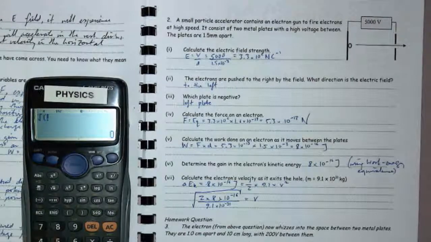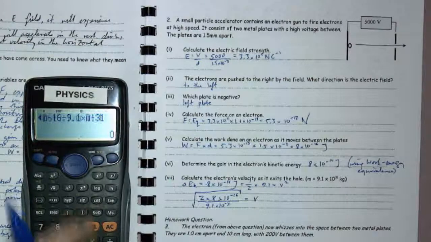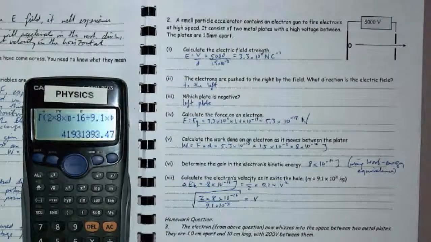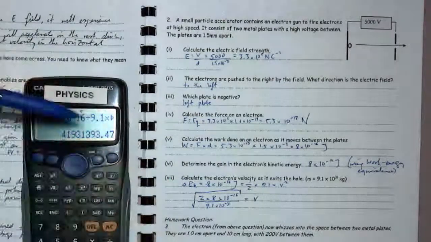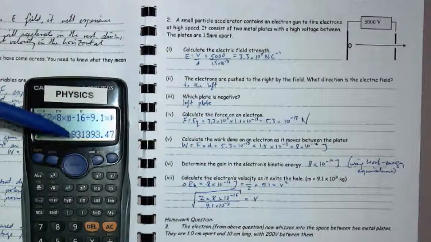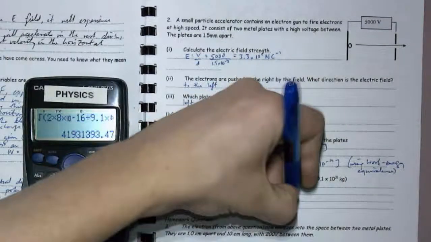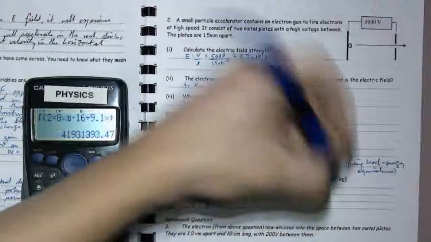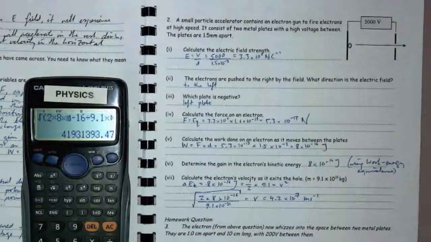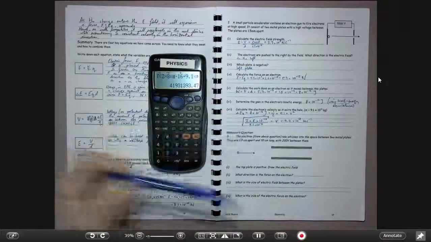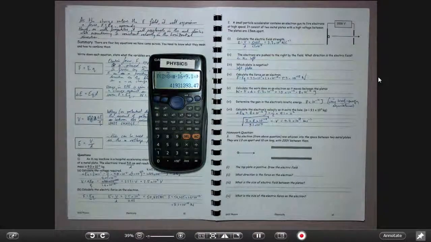So the square root of 2 times 8 times 10 to the negative 16 divided by 9.1 times 10 to the negative 31 is a very high speed: 4.2 times 10 to the 7 meters per second. Okay, so those are a couple of practice ones. You can have a go at these homework questions on your own.